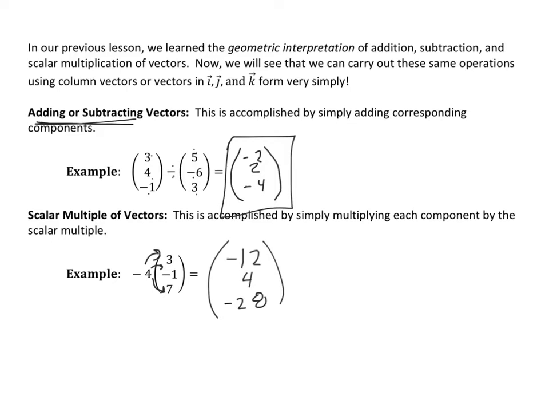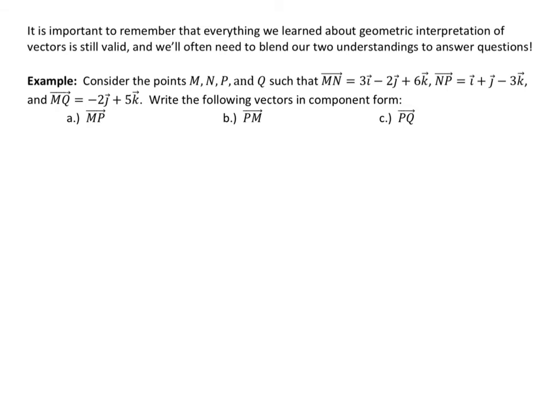So working with these algebraic properties of vectors is in a lot of ways very, very intuitive. When you need to add two vectors, you just add the individual components. When you need to multiply a vector by a scalar, you're just going to multiply that scalar, that number, to each of the components. Now, I want to remind you that everything we're learning in this lesson builds on what we learned in the last lesson when we were doing this geometrically. It's really important that you remember that everything we learned about the geometric interpretations is still totally valid, and often we need to blend those two things together. So let's go and take a look at this example.